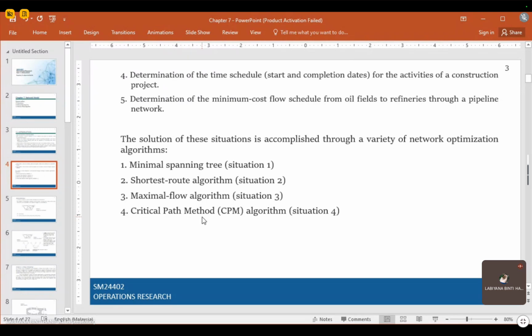And the fourth one here is determination of time schedule, so we can use the critical path method, CPM, algorithm. In this lecture, we will only discuss these two situations. We try to find the minimal spanning tree and the shortest route algorithm, so that we can solve some problems in OR.